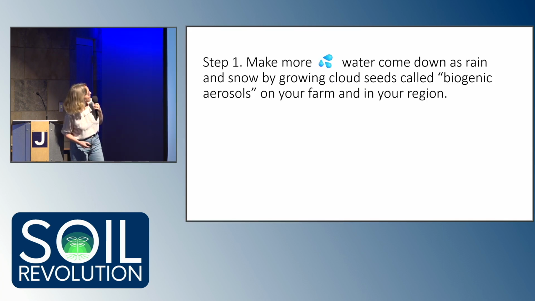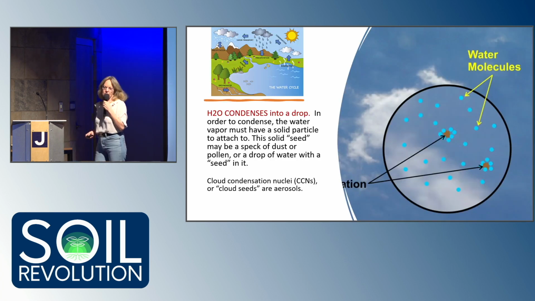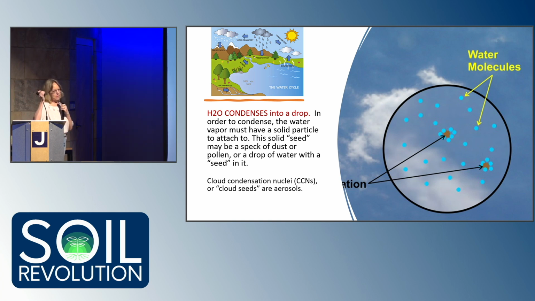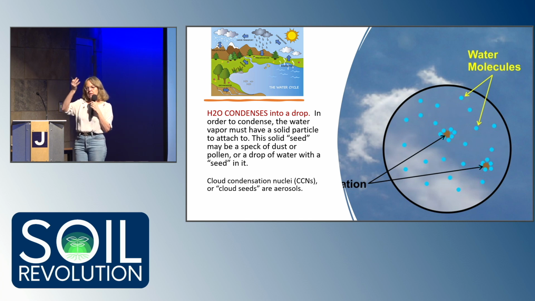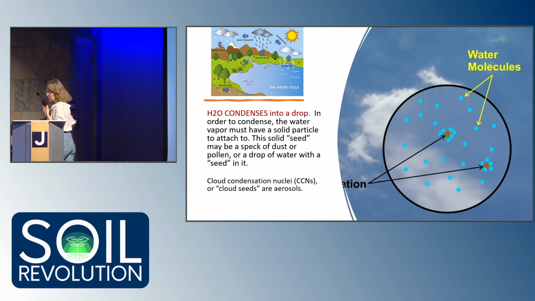All right, so first, how do we make more rain come? We're going to talk about cloud seeds, and we're going to talk about biogenic aerosols. Let's talk about how rain starts. You have to have a condensation nuclei. You have to have a particle that's up in the air, and then the water molecules come and attach to it. And when it gets heavy enough, it falls. That's step one, you make a raindrop.